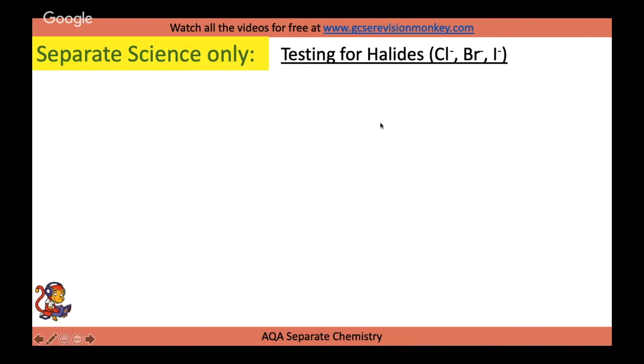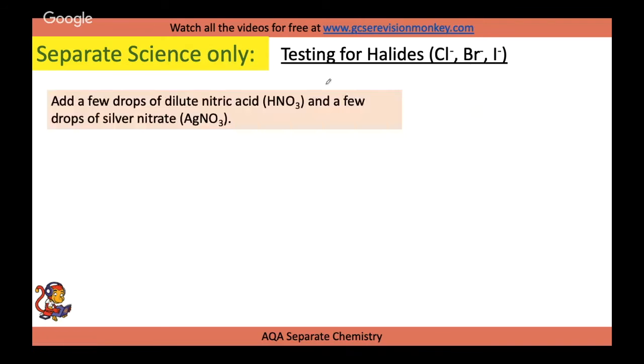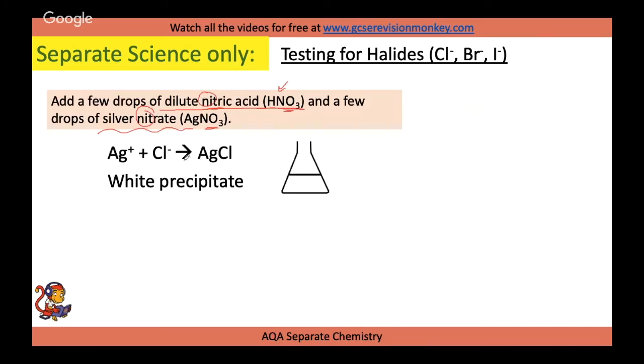For example, you could test to see if it was a halide ion. It could be perhaps sodium chloride or sodium bromide or sodium iodide. So you would add a few drops of dilute nitric acid, okay, HNO3, and a few drops of silver nitrate, AgNO3. This might remind you which acid to use, because silver nitrate and nitric acid, nite. What will happen in this reaction is you will form a precipitate because the silver ions will react, if present, with the halide ions to make a precipitate.